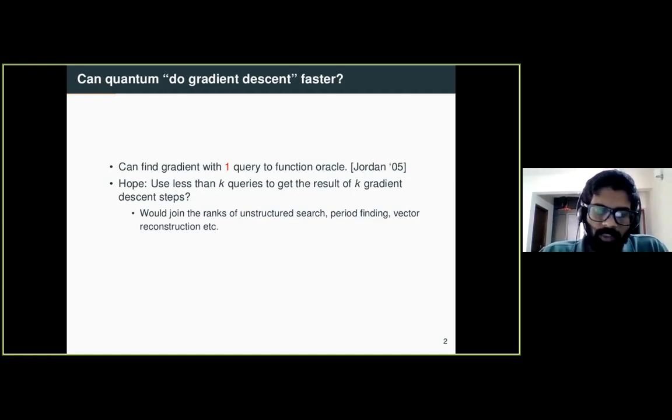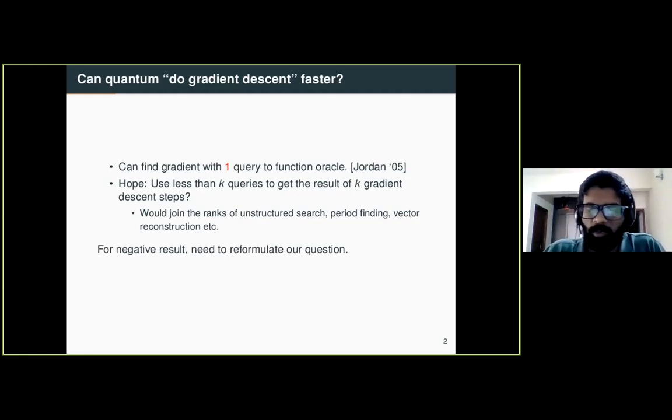Now, what if this is not possible? So people might be pessimistic about this hope, saying that gradient descent is a sequential algorithm, and how can a quantum algorithm speed up such a sequential process? And so if we want a negative result, we need to reformulate it a bit. We're also fine if you give me a quantum algorithm that doesn't go sequentially, that does some weird steps in the middle, as long as it finally outputs a point that is as useful as the point that gradient descent outputs. That would still be an improvement.